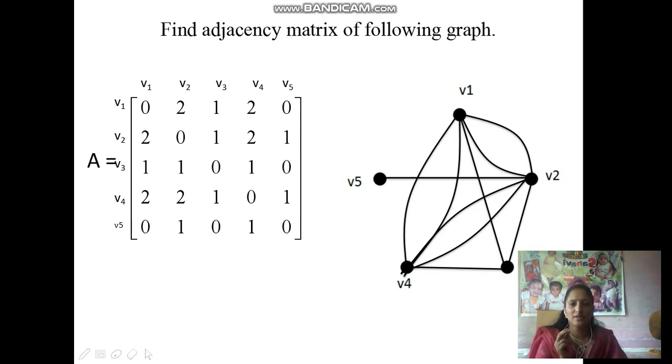Okay. Now I think you are clear about the idea of the adjacency matrix of a graph: how to draw the matrix with the help of the graph and how to draw the graph using the matrix. This is a very important example. Thank you.